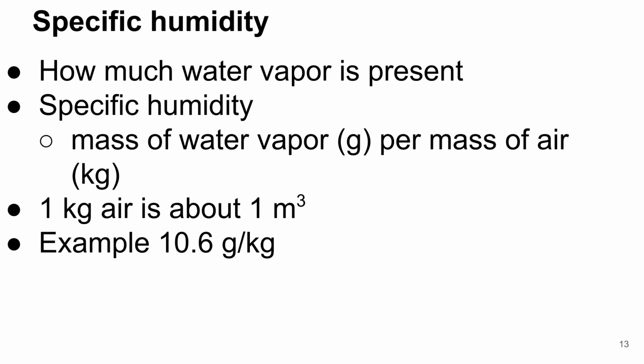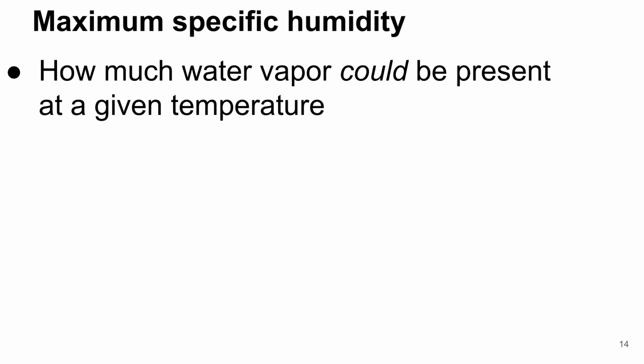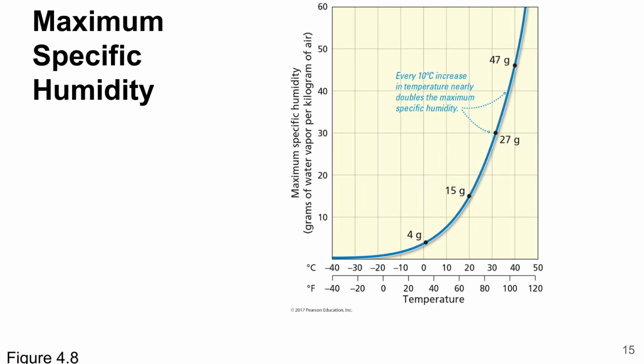As an example of how we express specific humidity, 10.6 grams per kilogram would be an example. The maximum specific humidity is how much water vapor could be present at a given temperature. It's just a function of temperature. It is a potential humidity. It's just looking at the energy available to evaporate water. So maximum specific humidity is the amount of water vapor that could be possible. And it doubles every time the temperature increases by 10 Celsius degrees.